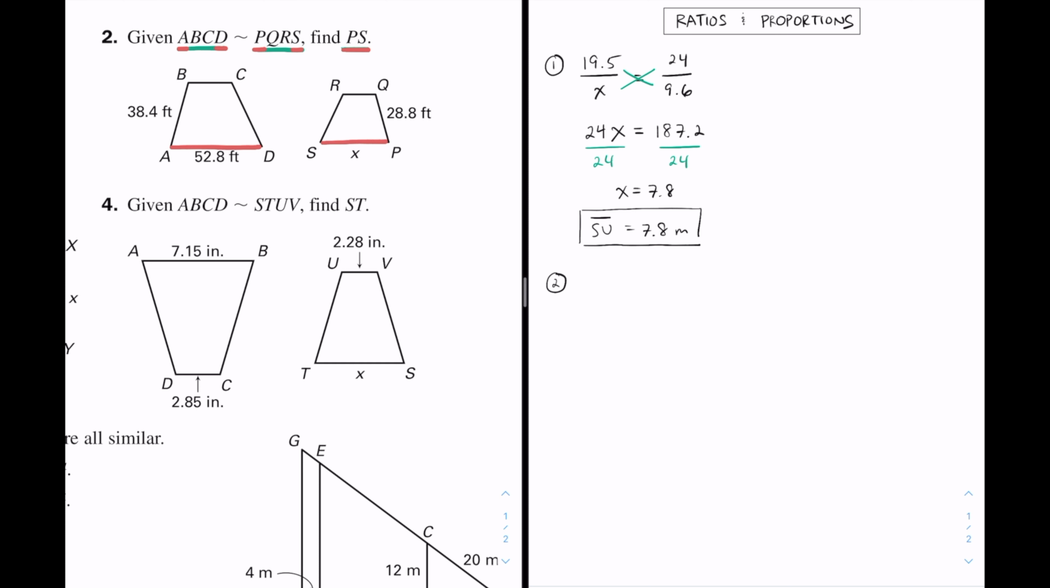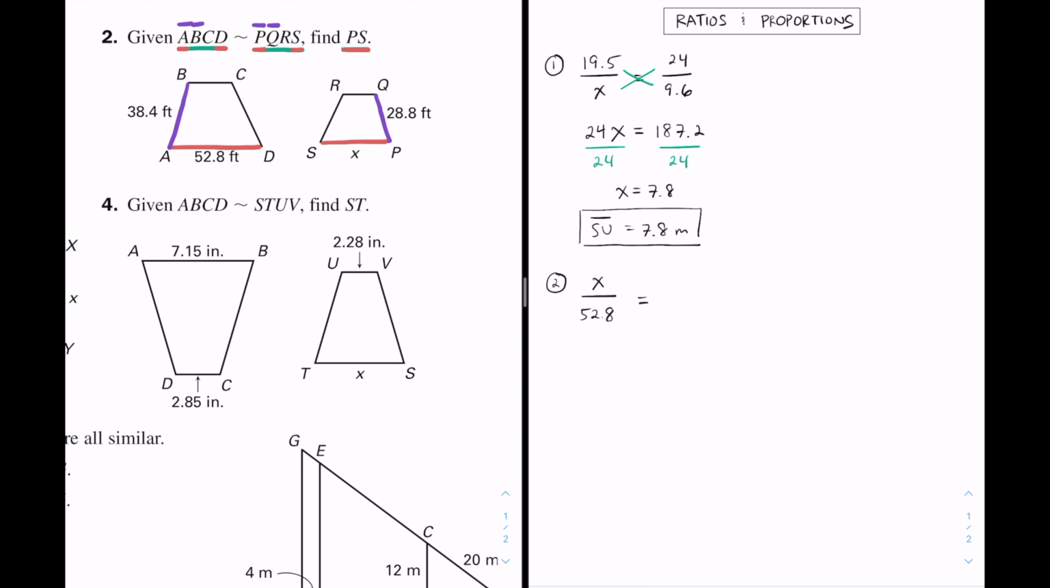This time I'll maybe go smaller to bigger. So I'll put SP first, or PS, whichever one you want to call it. That's going to be X. And that ratio of X to 52.8, let's see, we need to do a ratio between that and this QP because we know the length of QP. So Q and P, that's going to be the second and the first letter. That's going to correspond with B and A. So that's this one right over here.